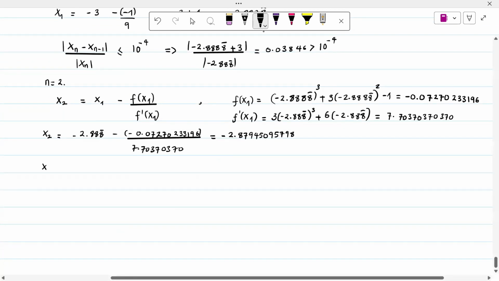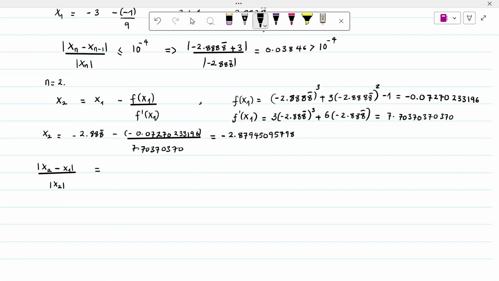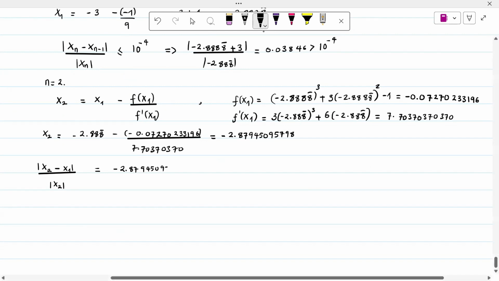So the condition now to be x2 minus x1 divided by x2, right? Let's check how far we've gone. So this is equal to, so our x2 now is at value negative 2.87, 9450, 798. Okay, our x1 was negative 2.88. This is the one we put here to check the condition.